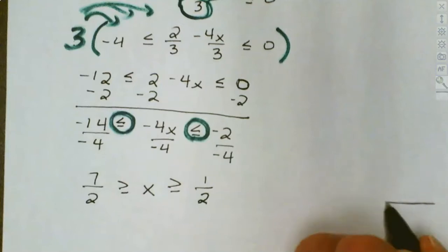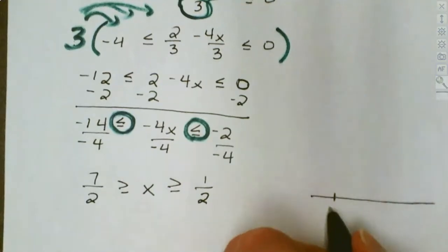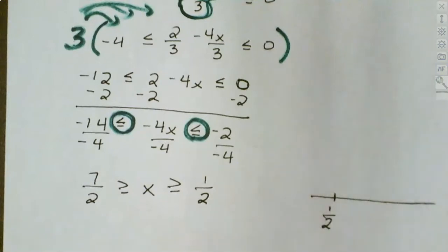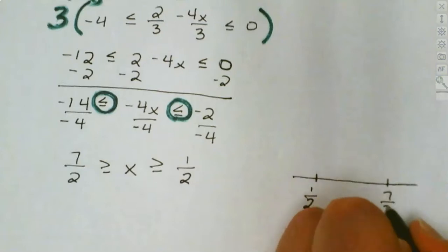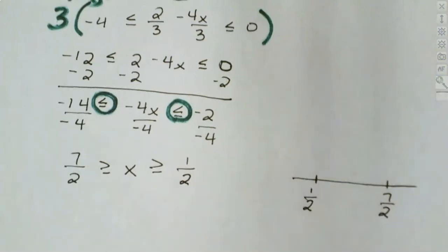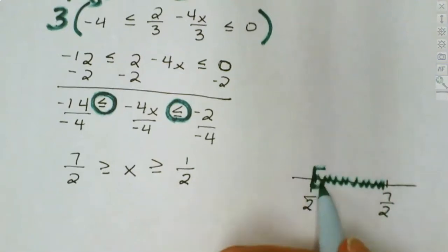Again, make sure you're careful on the number line. A half is the smaller number, so that's going on the left. 7/2 is larger, so it goes on the right. Our answer is in between, and these both now get square brackets.